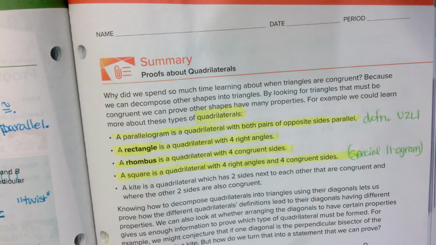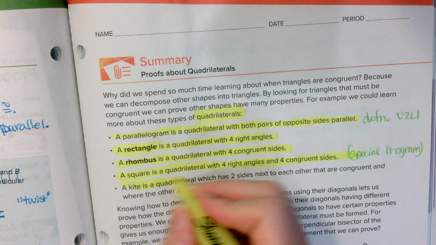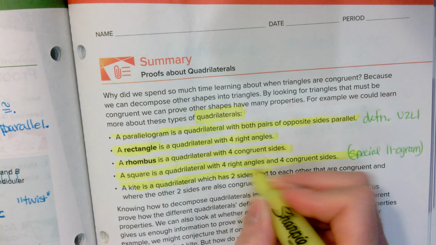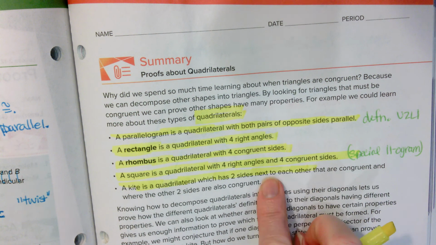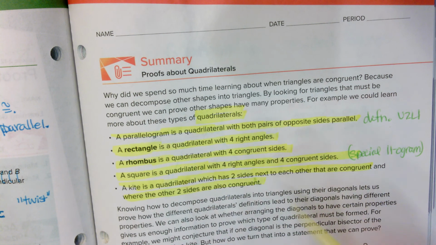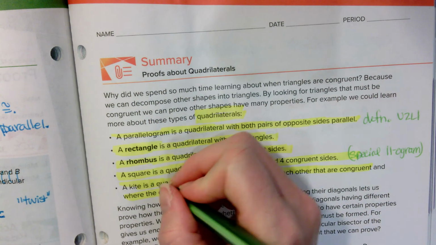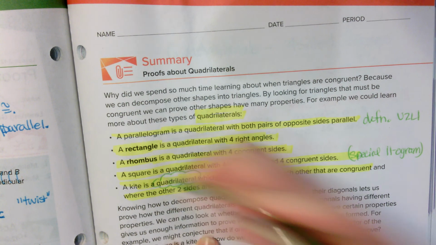And then a kite, we talked about on our notes page. A kite is a quadrilateral which has 2 sides next to each other, my consecutive sides, that are congruent, and the other 2 sides are also congruent. And this is not a parallelogram. This is just a quadrilateral. So be careful with those.